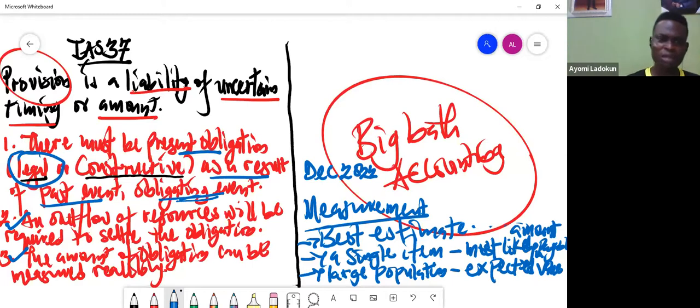So let me quickly explain contingent liabilities and contingent assets.